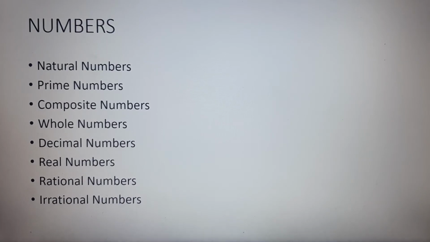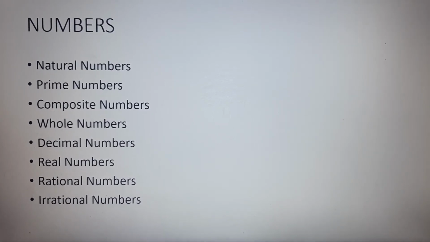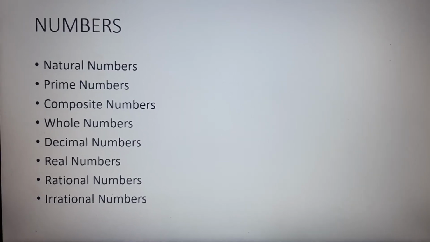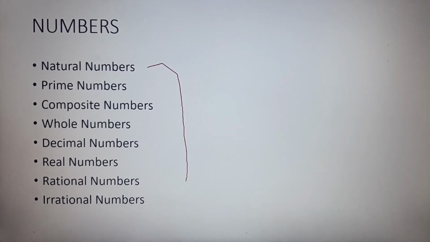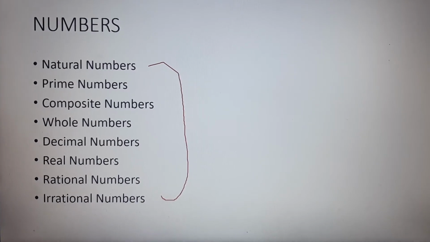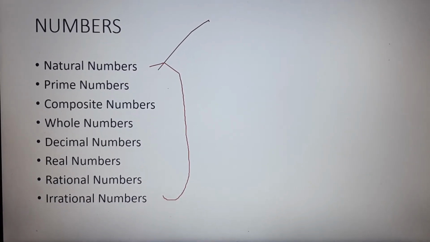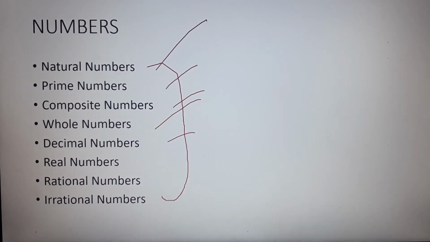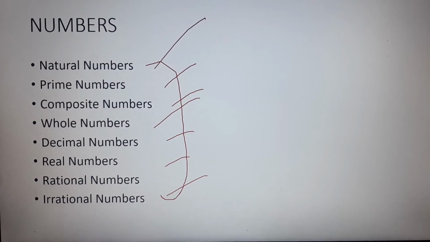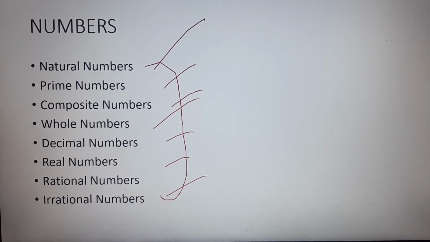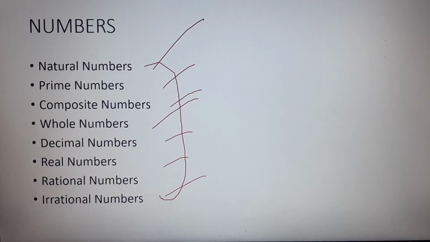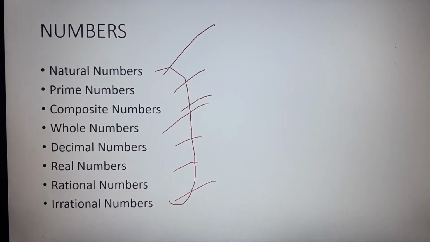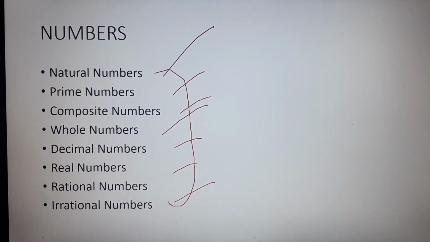Whenever we are talking about the number system, the main thing which we have to consider is that in number system, all these are the main important topics that we have to cover: natural numbers, prime numbers, composite numbers, whole numbers, decimal numbers, real numbers, rational numbers, irrational numbers. So basically, these are the main keywords which we have to define. We should know the basic difference between all these kinds of numbers. So let's come ahead.